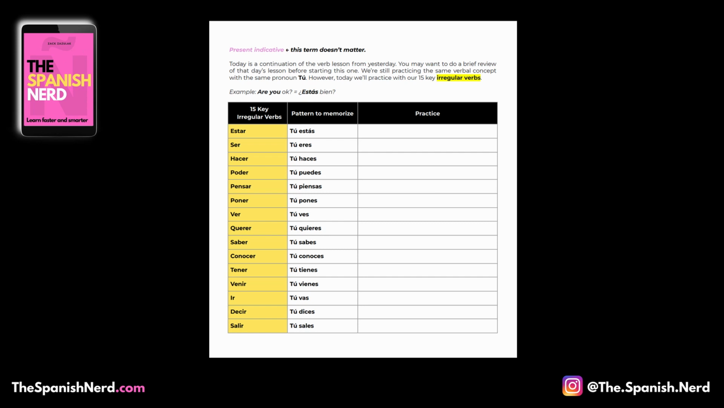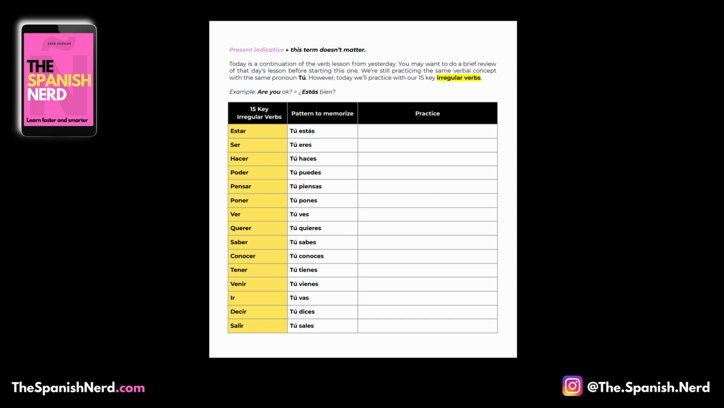Well, it says, today is a continuation of the verb lesson from yesterday. You may want to do a brief review of that day's lesson before starting this one. We're still practicing the same verbal concept with the same pronoun tú. However, today we'll practice with our 15 key irregular verbs. So we're doing the same concept as we were doing in day 7 with our 3 best friends, except now we're just memorizing patterns for 15 key irregular verbs, all right?